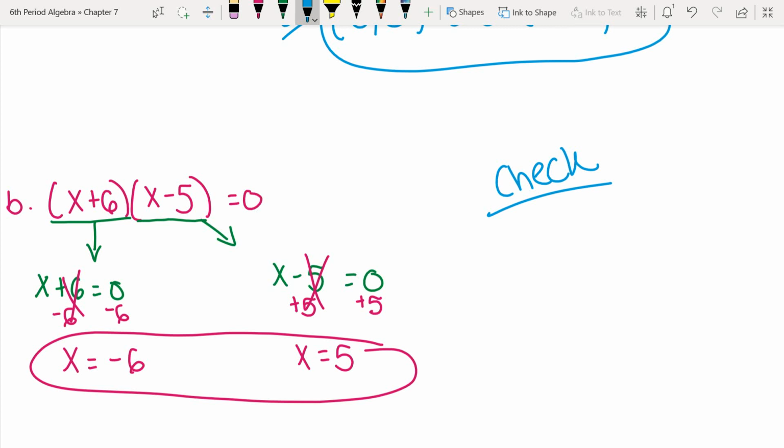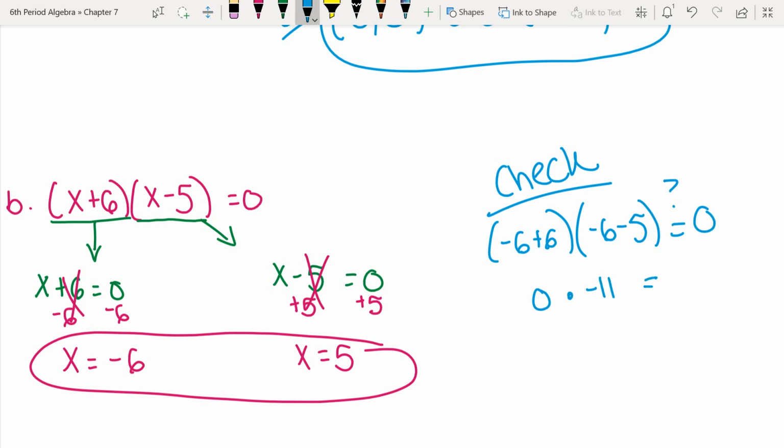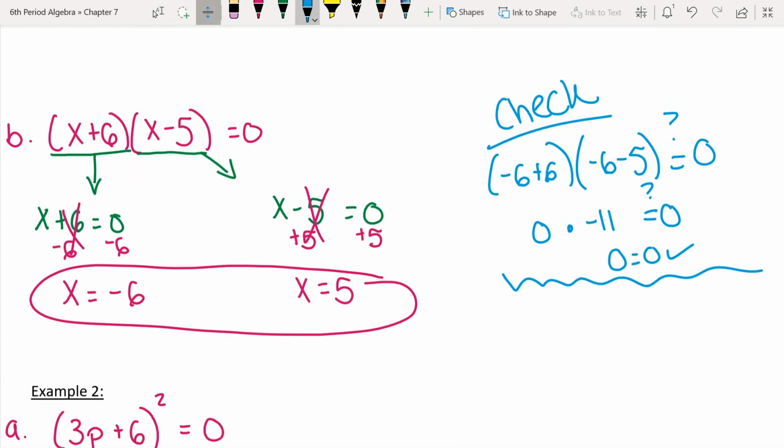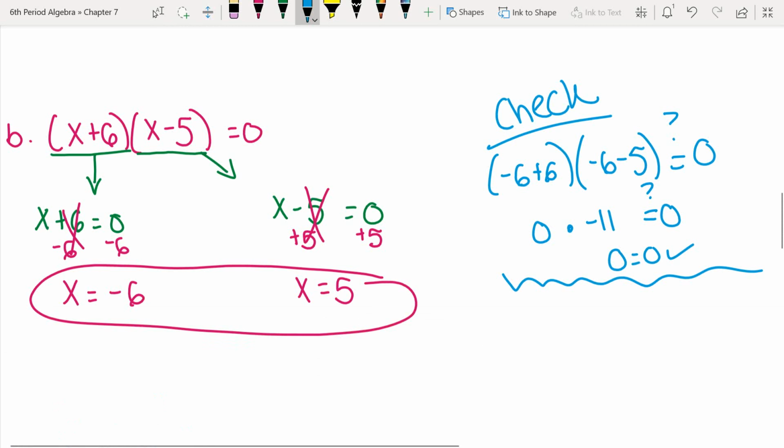So I can check this. If I plug in an x value of negative 6, anywhere I see an x, I'd have negative 6 plus 6 times negative 6 minus 5, and my hope, question mark, is that it equals 0. Well, negative 6 plus 6 is 0, times negative 6 minus 5 is negative 11. Does this equal 0? Yes, because anything times 0 is 0. So I know that could be a potential answer, but we had two potential x values, so you have to do two checks. So the next option would be where I see the variable x, I'd plug in the x value of 5.